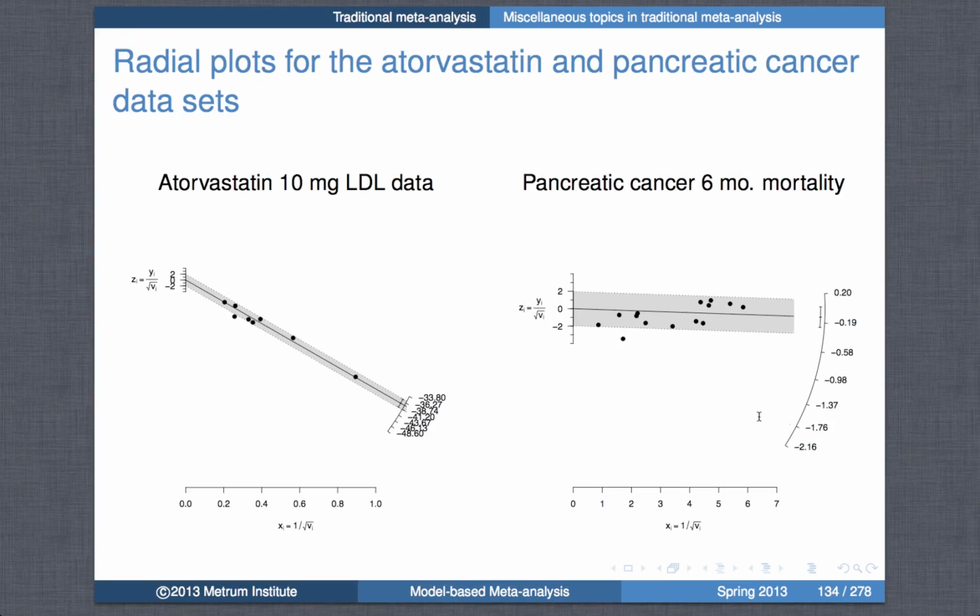our modeling. Looking at these two plots, it's hard to say. I would say there's not a strong evidence of any inconsistency here. Each of these has one point that's falling outside of that gray band.